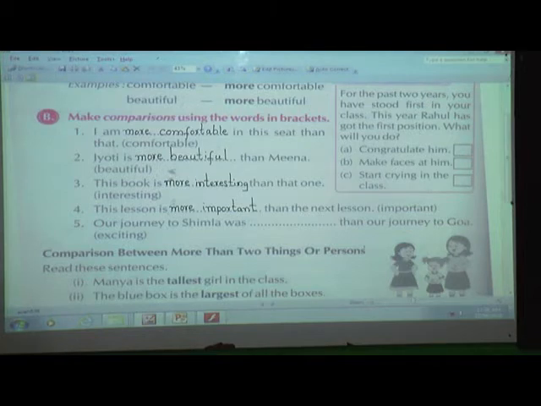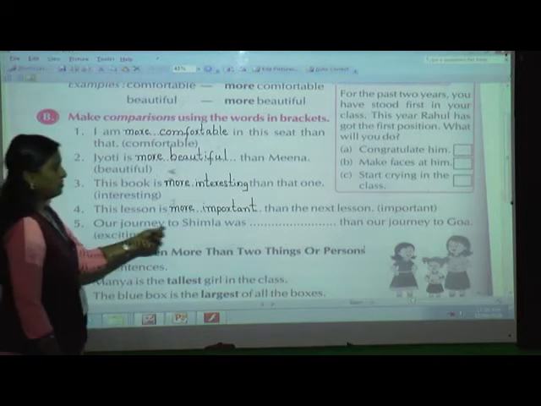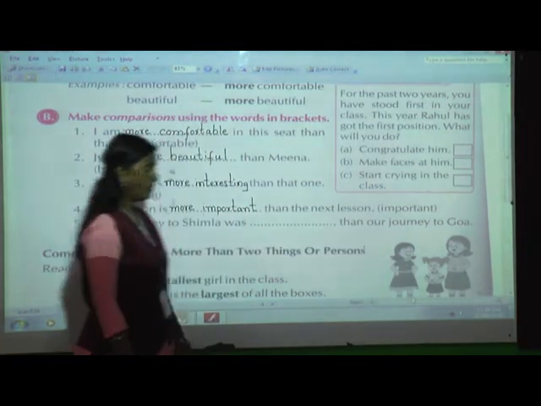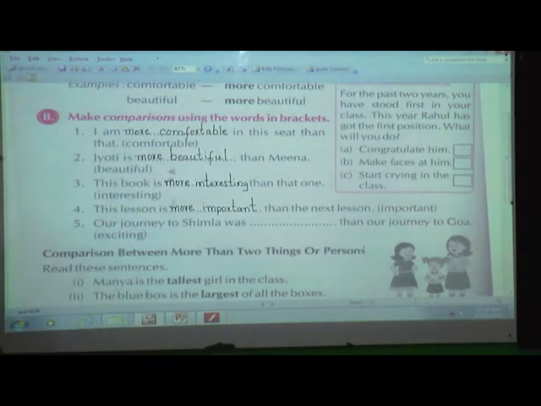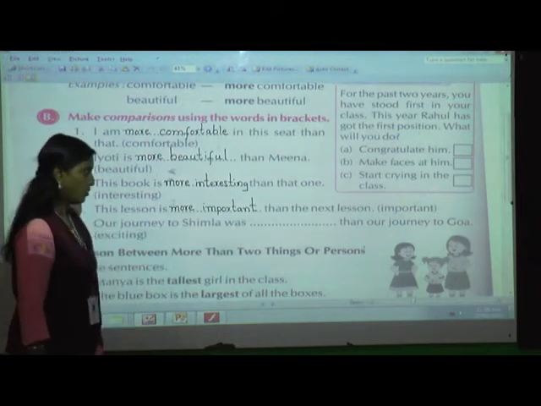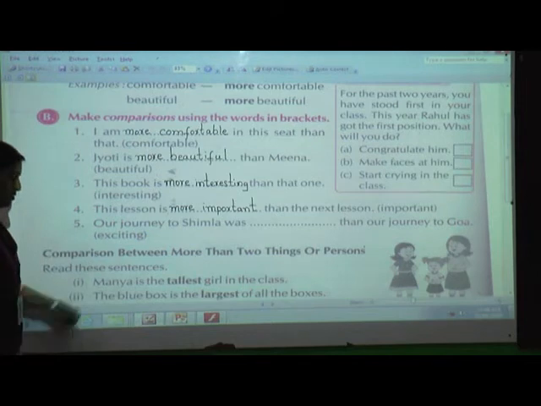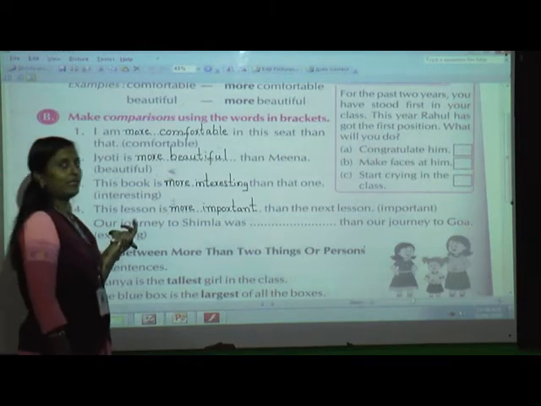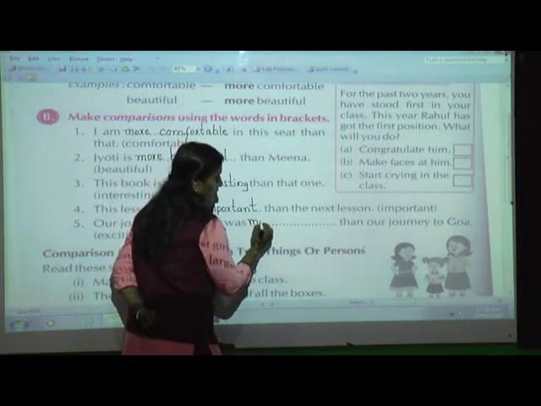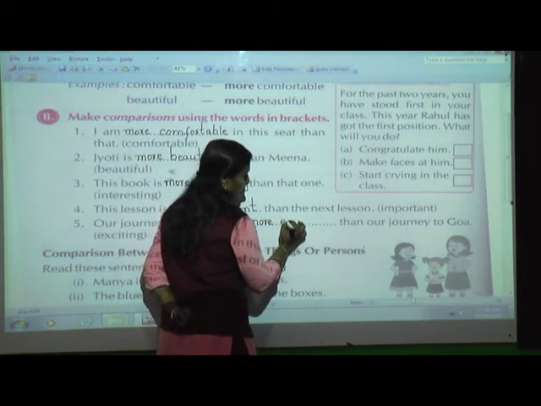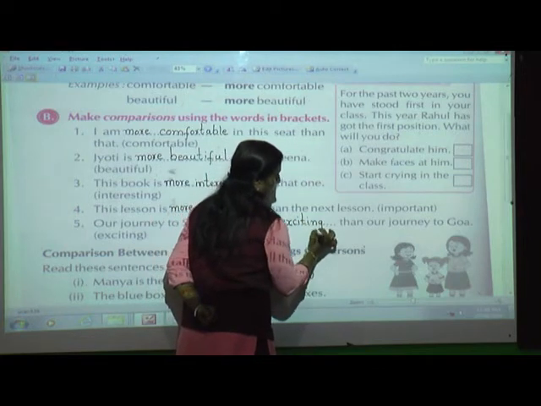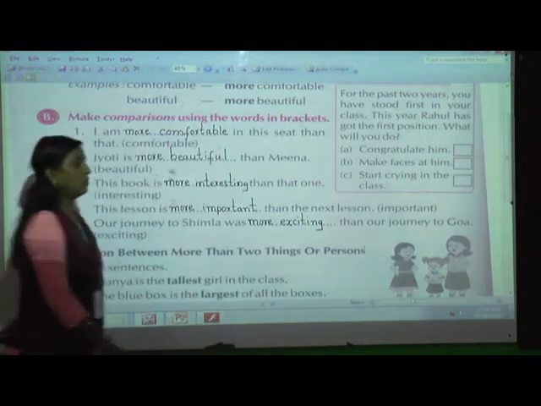Done, students? Okay, next. Our journey to Shimla was dash than our journey to Goa. Means here two places have been compared. Journey to Shimla was dash than journey to Goa. Shimla and Goa have been compared. So what is the word given in the bracket? Exciting. So again I will add M-O-R-E, more exciting than our journey to Goa.